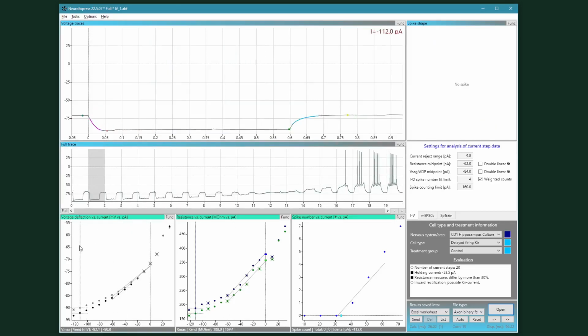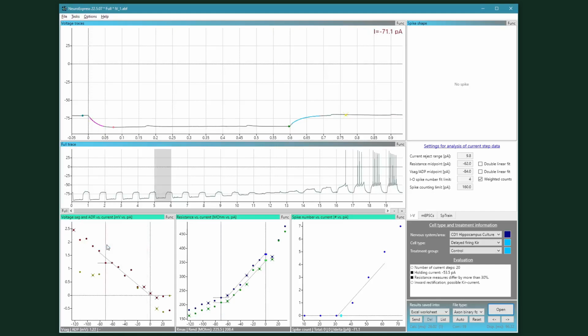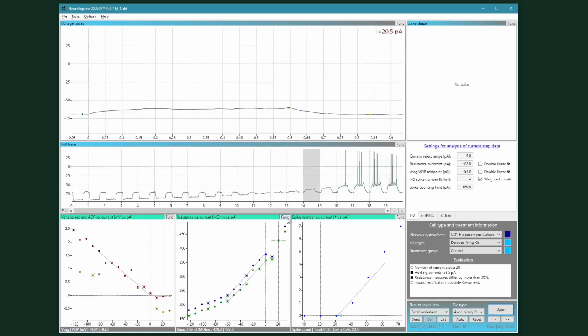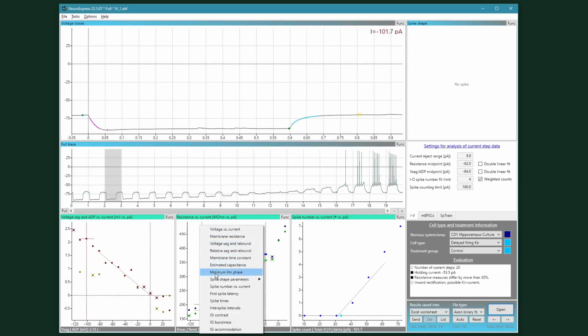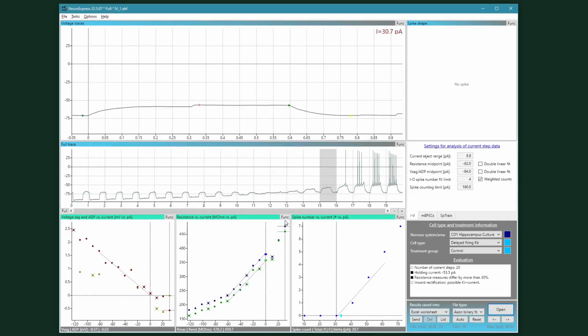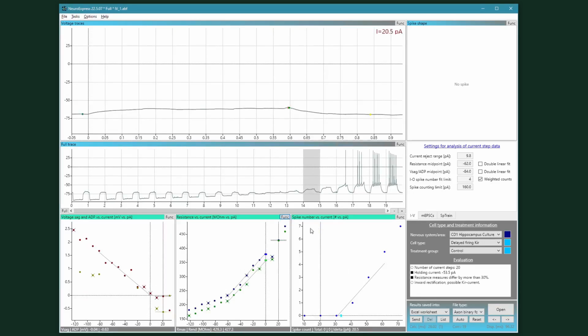But the most important plots are below, and here you can actually select what you want to see. For example, in this case, we would like to display the voltage sag as a function of the injected current, and I click here. So you can access all these functionalities by clicking the right mouse button, or by clicking here and bringing up this little pop-up menu.